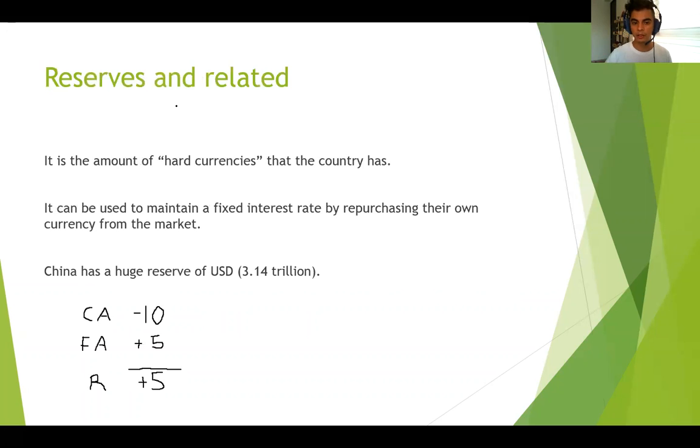When the government makes their accounts, it will result in more reserves, and they will say it's because of net errors and omissions. So in this example, this will be plus 10 to make it even, right? So plus 5 plus 10 is plus 15, minus 10 equals plus 5. So it is possible that that can happen.